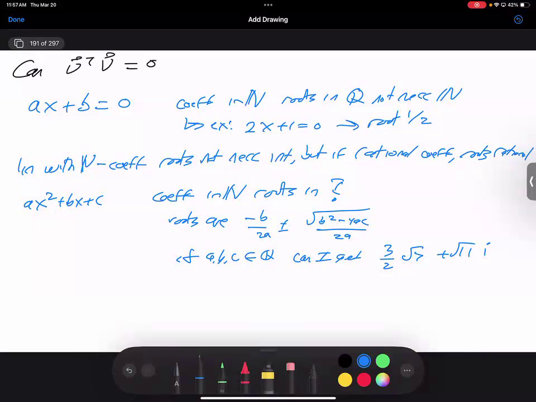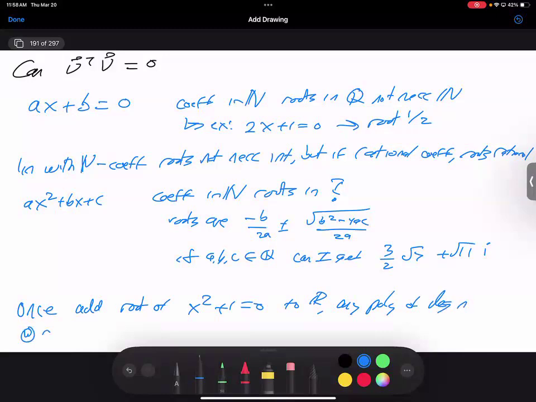So one of the big questions you always ask is, where do things live? And this is, to some extent, related to what we started today with. Where does this operator live? When can we expand? What is amazing is once you add the root of x squared plus 1 equals 0 to R, any polynomial of degree n with coefficients in C has all of its roots in C, and n of them.